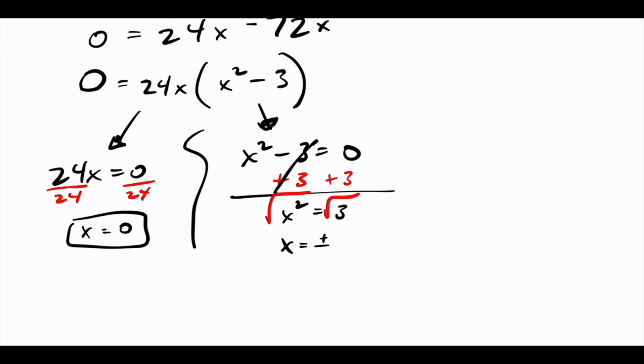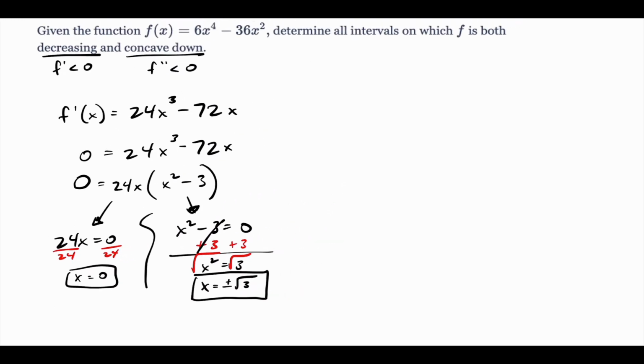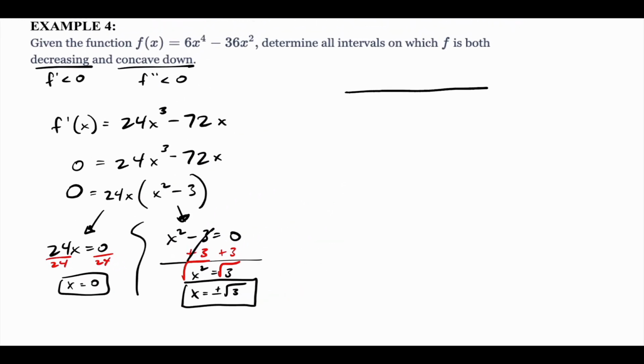The only difference is it's going to be positive and negative square root of 3. Anytime we take a square root and we're solving, we always have to have a positive and a negative. Okay, so those are all our critical values. We got 3 of them. So the next thing I'm going to do is draw a number line with all of those guys on it. Negative root 3, 0, positive root 3.